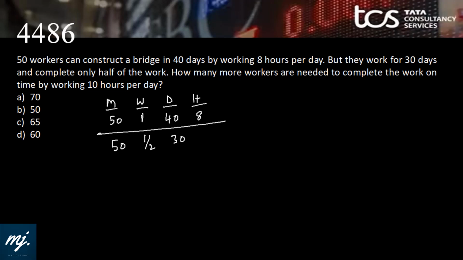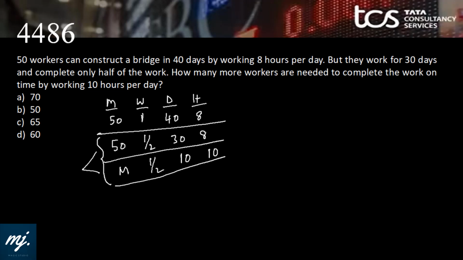That means 50 men worked for 30 days, 8 hours a day, and completed this work. How many more men, let it be M, are needed to complete the work? Half of the work is left, on time. That means only 10 days are left, but by working 10 hours per day. So, as we have seen in the previous question also, all three variables are varying. We can use the first level of masala formula among these two groups of people which have the same efficiency. M1 D1 H1 by W1 equals M2 D2 H2 by W2.